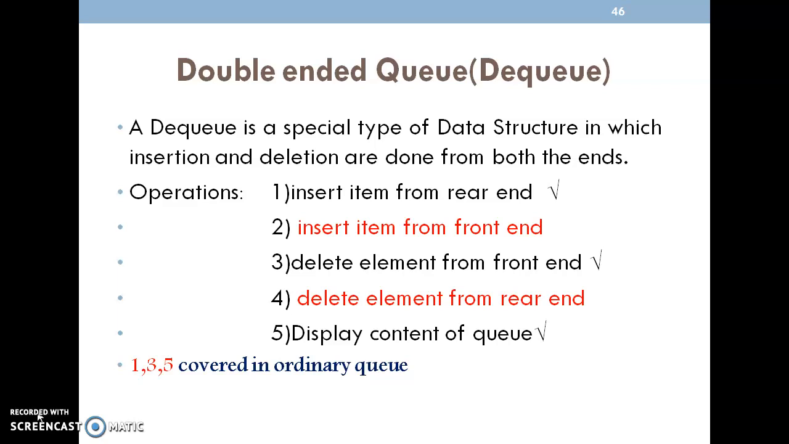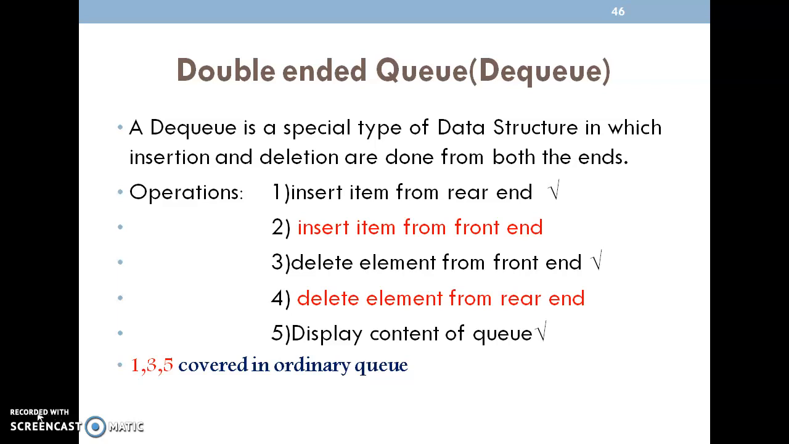It contains 5 operations. First, inserting the item from the rear end, which we already know from the ordinary queue. Then inserting an item from the front end, which is a new operation. Similarly, deleting an element from the front end, which we have done in the ordinary queue. The fourth operation is deleting an element from the rear end, which is new. Then display is the same. Out of these 5 operations, 1, 3, and 5 are already covered in the ordinary queue. Only the second and fourth are left, which I will cover in today's class.